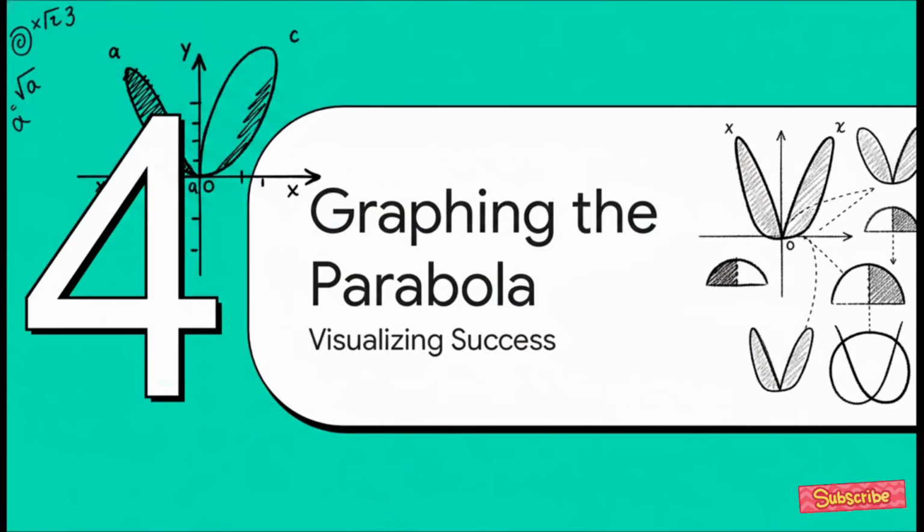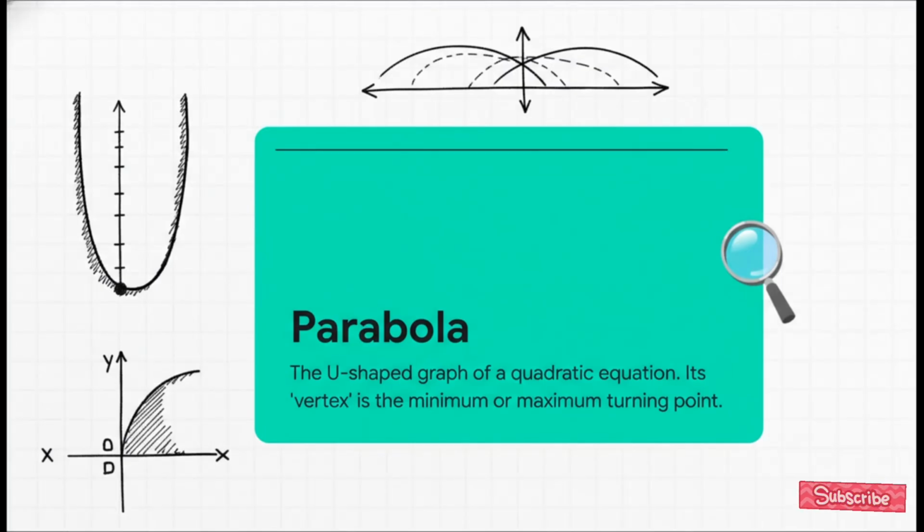Okay, we have totally crushed the algebra part. Now let's switch gears and see what these equations actually look like when we put them on a graph. It's time to visualize. When you graph a quadratic, you don't get a boring old straight line. You get this beautiful, symmetrical, U-shaped curve called a parabola. And this shape is literally everywhere. It's the path of a basketball, the curve of a satellite dish. Now, the most important point on any parabola is its vertex. That's just the official name for the turning point, the very bottom or the very top of the U.